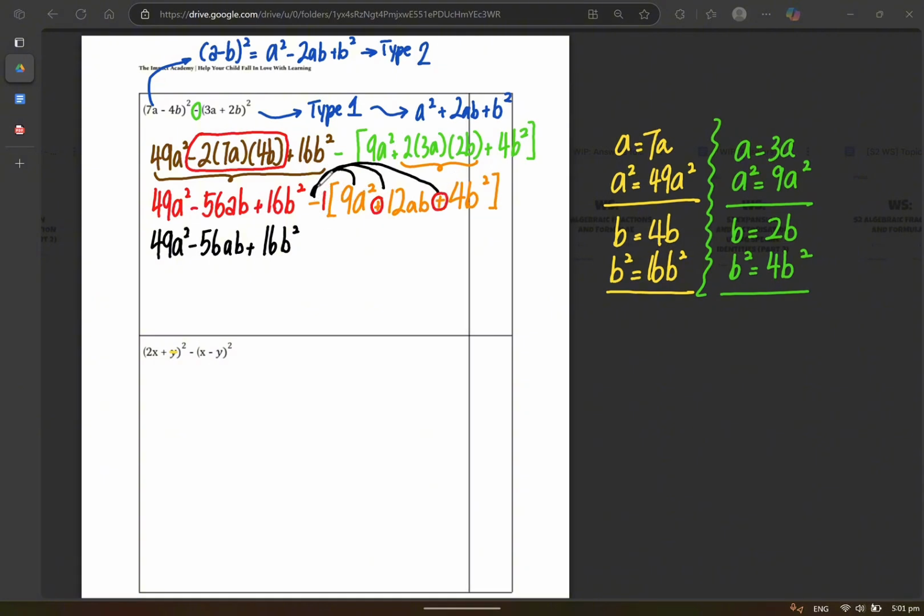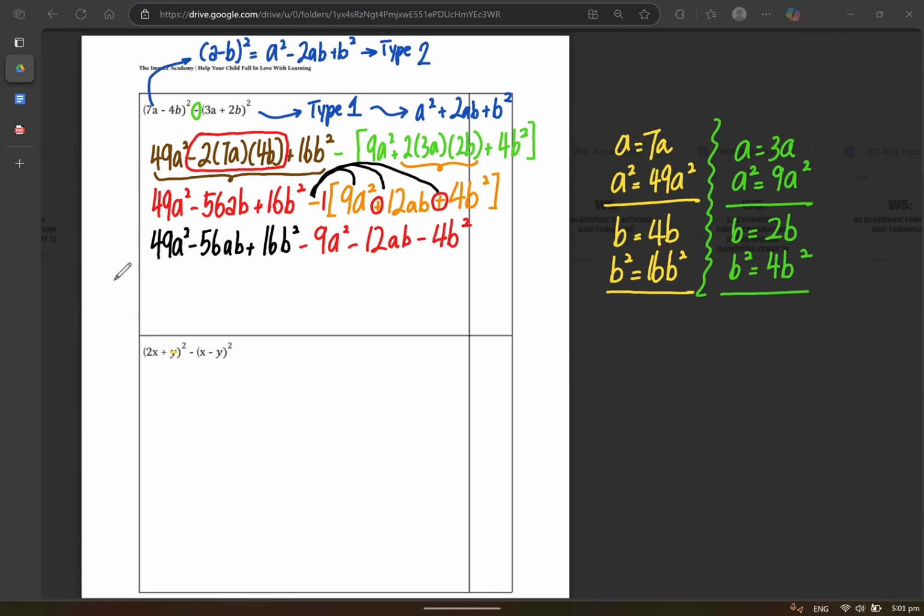Then the first rainbow, you can see my cursor, my first rainbow over here becomes negative 9a squared. True? Second rainbow becomes negative 12ab. Last one becomes negative 4b squared. Make sense? Okay, then from here itself, you can see already.